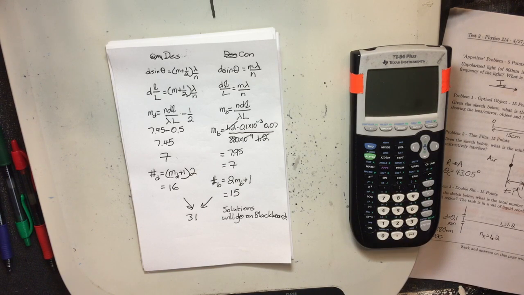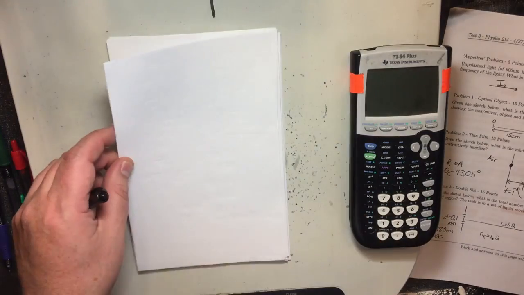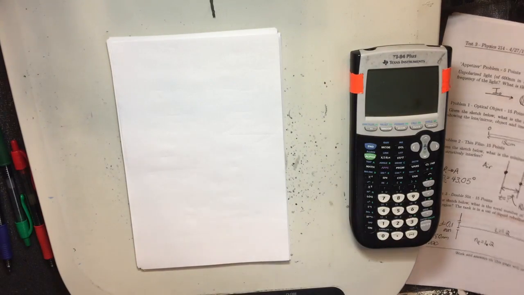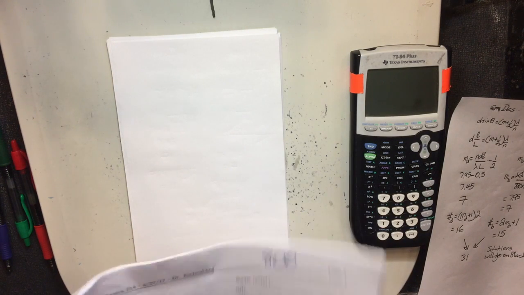That is not a G, that is an N. And this is the gamma. All right. Now what I'm going to do is, so much work to be done.